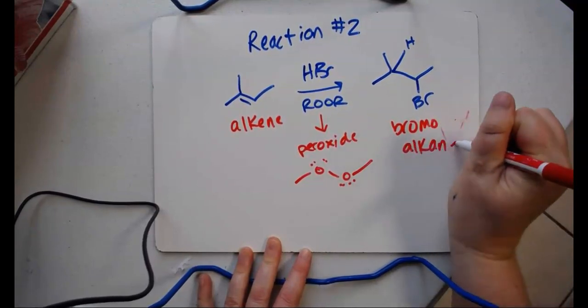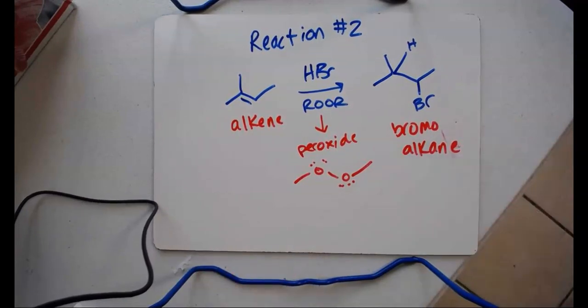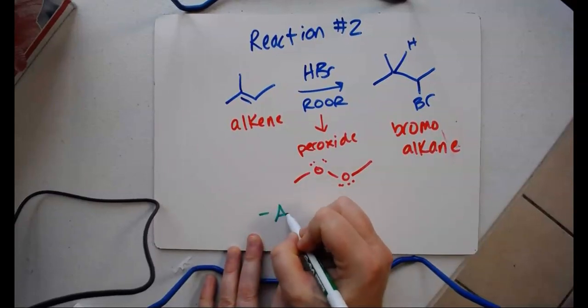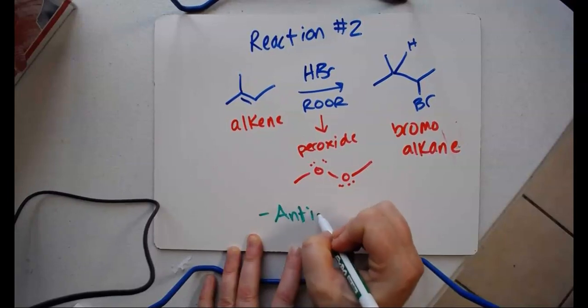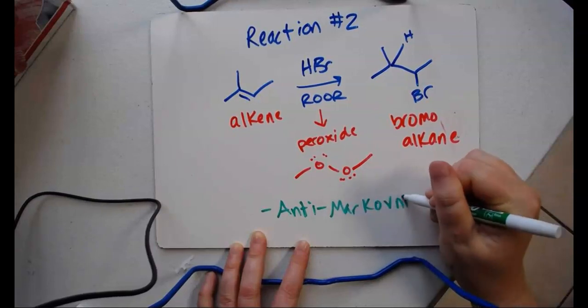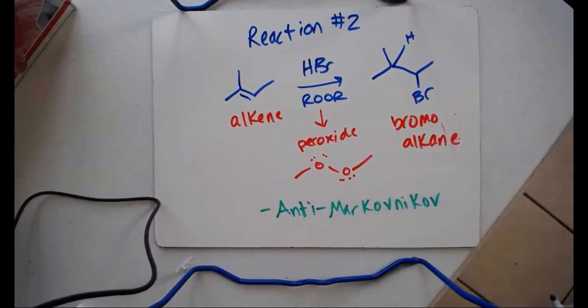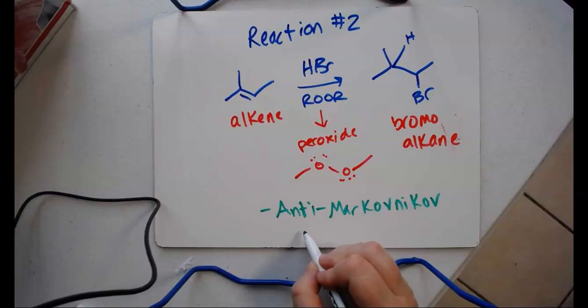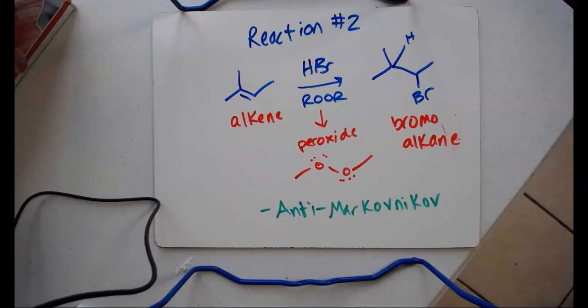So I can't say haloalkane because bromo is the only one that can go through this pathway. I can label it as a bromoalkane. Now, what is very different about this one, notice that my bromine went to the carbon. So we say that this is an anti-Markovnikov reaction. And so that tells us that our halogen is going to the less substituted position and our H is going to the more substituted.